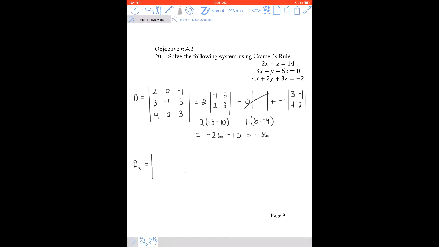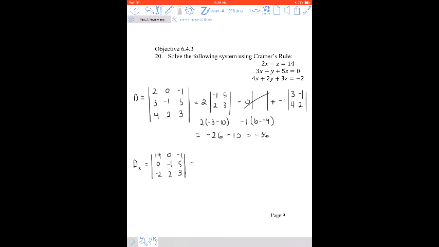The subscript, remember, tells you that the x column, which is that column there, is going to be replaced with those numbers at the end of the equation, the constants. So the x column now is going to be 14, 0, negative 2, but every other column stays the same. And I'm going to choose to expand on that top row again, because it's got the 0. And remember, you need to use that pattern for that top row.